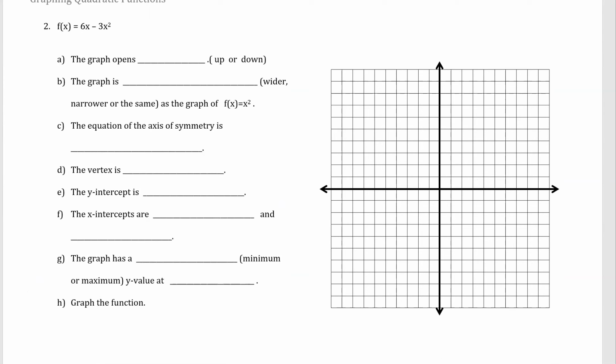Notice the order. So A is equal to negative 3, B is equal to 6, and C is equal to 0. Because A is negative, it's going to open down. The graph is going to be narrower because the absolute value of A is greater than 1. The equation of the axis of symmetry we'll calculate by calculating negative b over 2a.